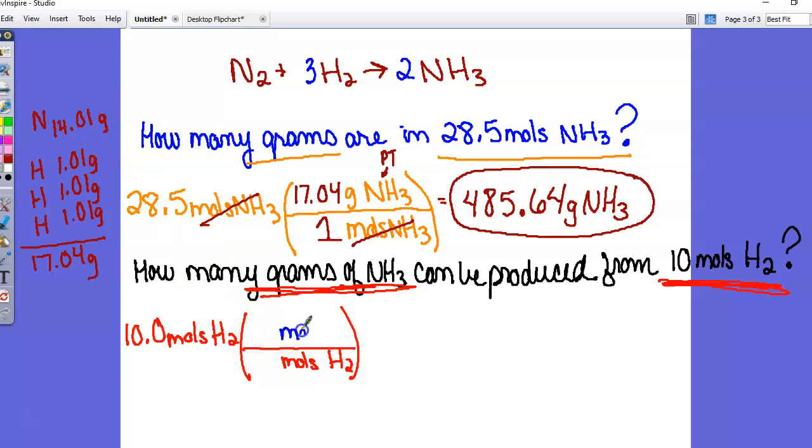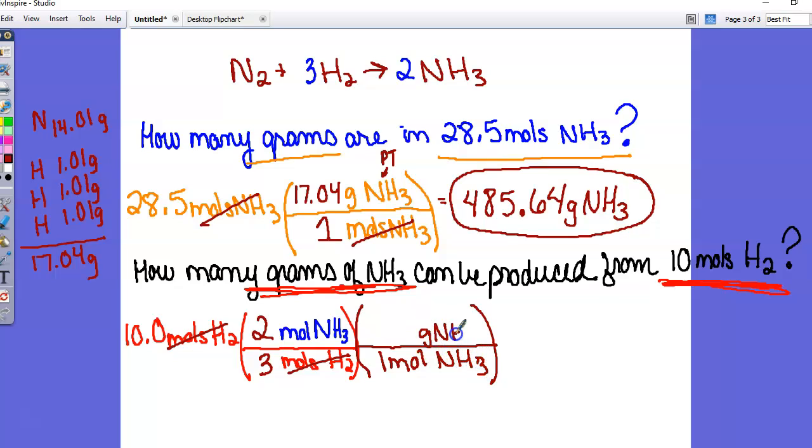We can do a mole-to-mole problem to begin with. Where do I get the numbers that go in front of here? My coefficients from my equation up there. The 3 goes with the H2, and the 2 goes with the NH3, and your moles of H2 cancel. But this gives me moles of NH3. I don't want moles, I want grams. That means you have another step. 1 mole of NH3 on the bottom, grams of NH3 up top, and you add them up from the periodic table. Your moles of NH3 will cancel.